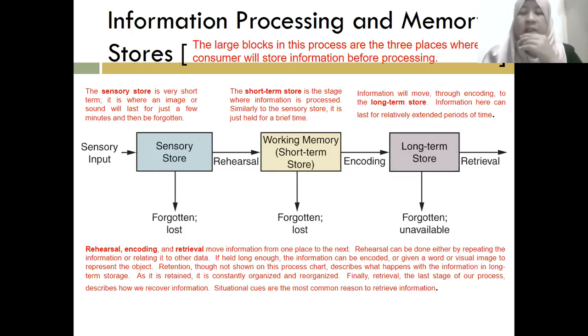Finally, retrieval, the last stage of our process, describes how we recover information, especially for those who may have lost their memory, right? So after a long time, maybe the memory comes back after sleeping, or maybe they fell in one place and then remembered, and then, oh, I remember this is my name, I become someone like that. So situational cues are the most common reason to retrieve information. Cues can be something like the environment, certain things, a product, or any related memory, okay, to the information. All right.